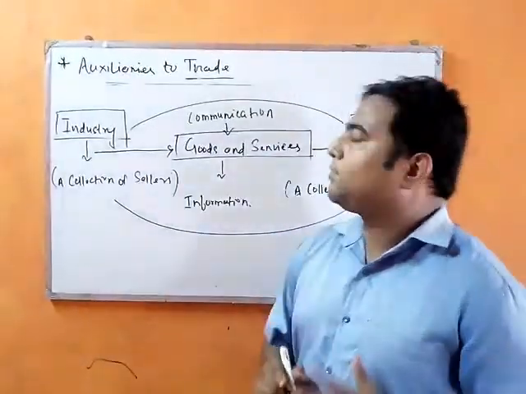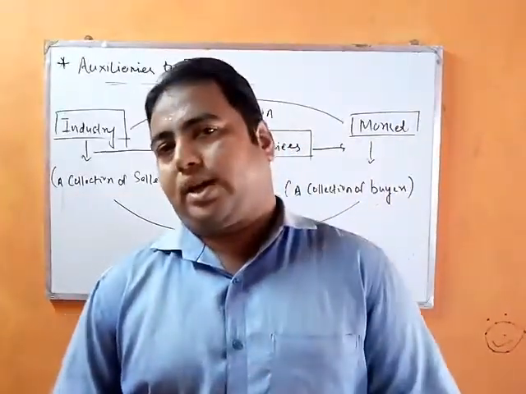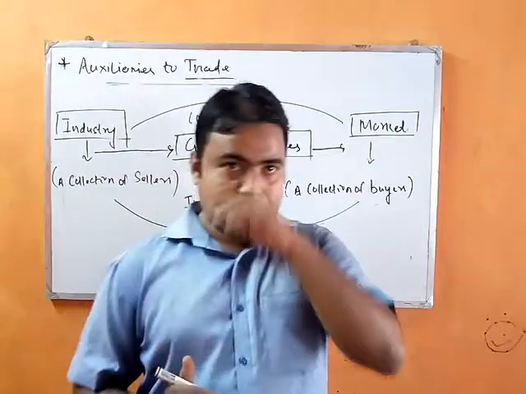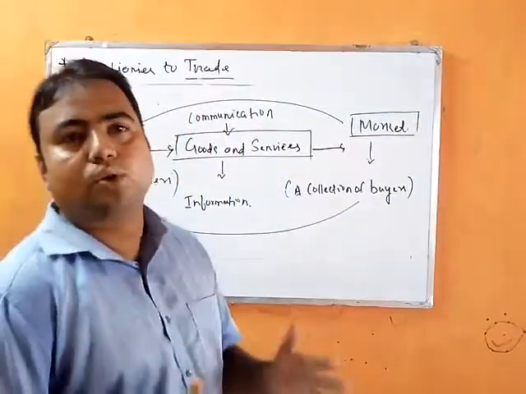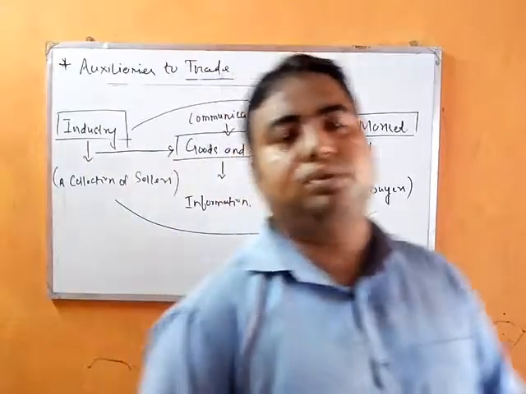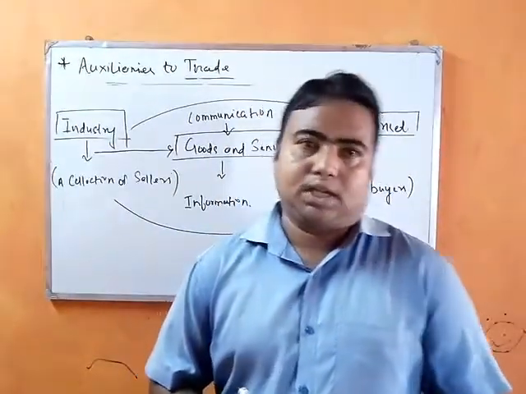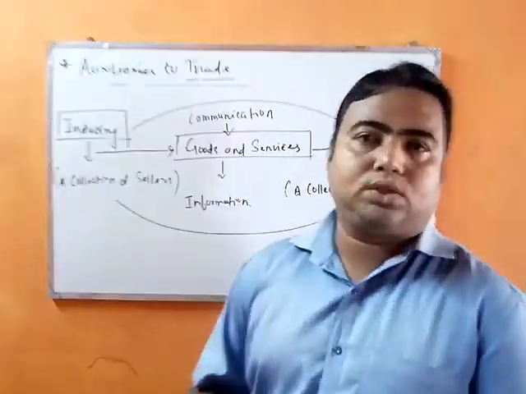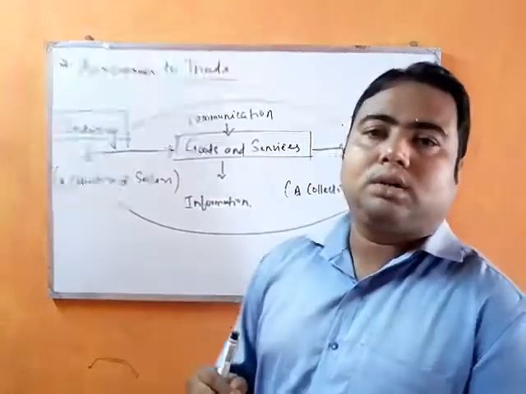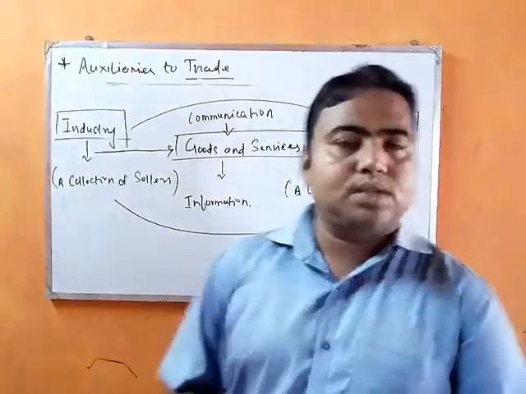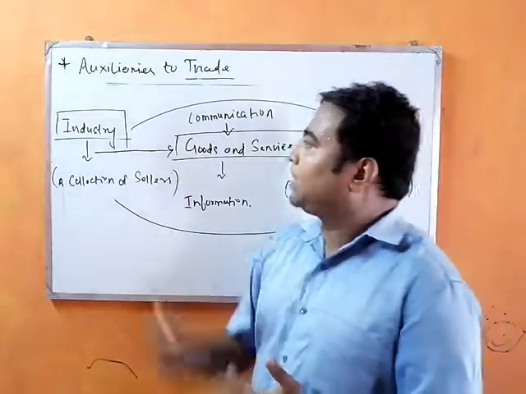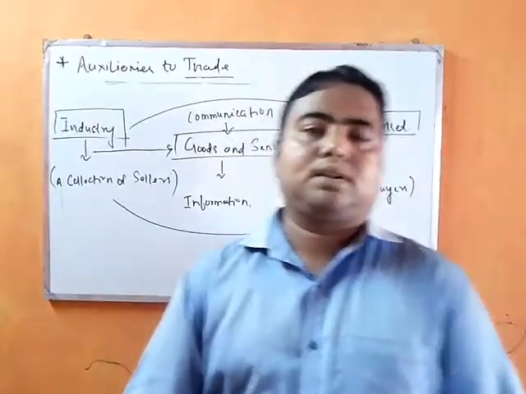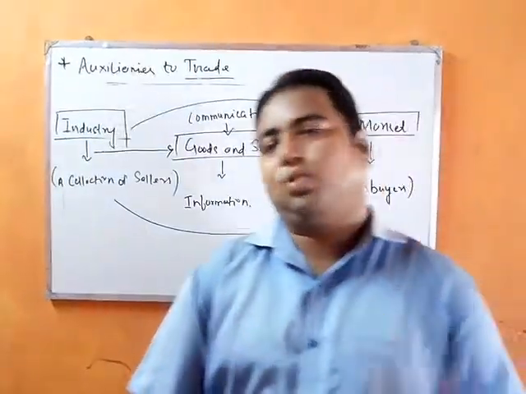So with this we have completed the auxiliaries to trade, and in total we are completing the scope of business. So the scope of business includes various things. The trade, in the last video we were discussing the concept of trade. In today's video we will see the various auxiliaries to trade, that is number 1 transportation, number 2 warehousing, number 3 insurance, number 4 banking, number 5 advertising, and the relationship between industry and market. So with this the scope of business is over or complete.